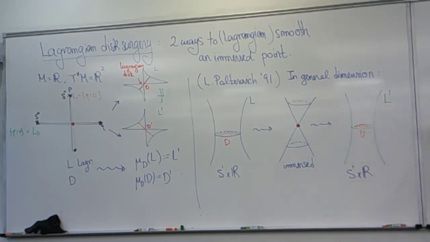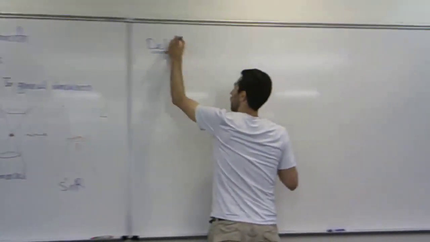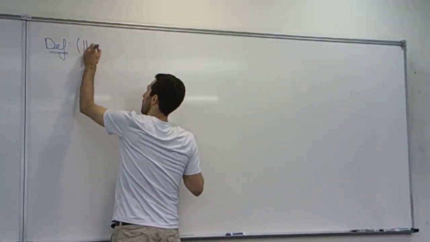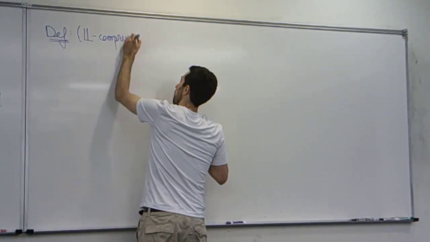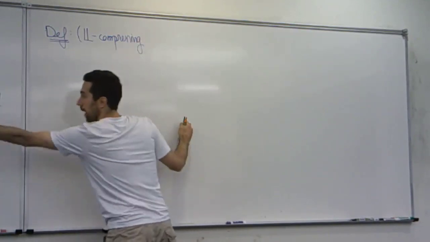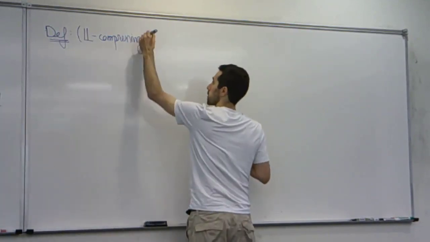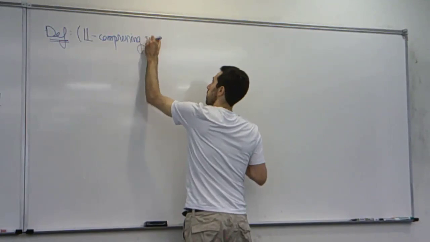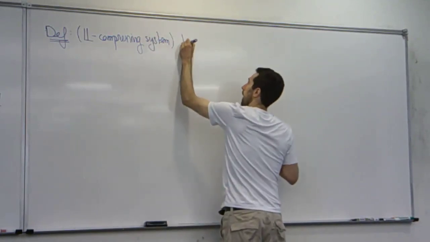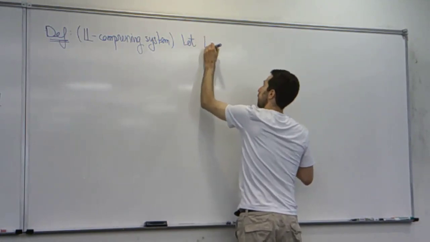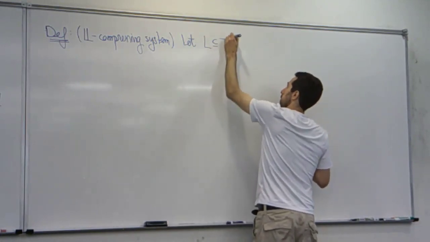Okay, so let me define this notion that I introduced. I like the name, but if somebody really has a better name, I'm open to that. It's the notion of an L-compressing system. What an L-compressing system is trying to do is exactly have as many options to do Lagrangian disk surgeries as possible. So, L-compressing system. Let L be a Lagrangian filling of a Lagrangian knot.